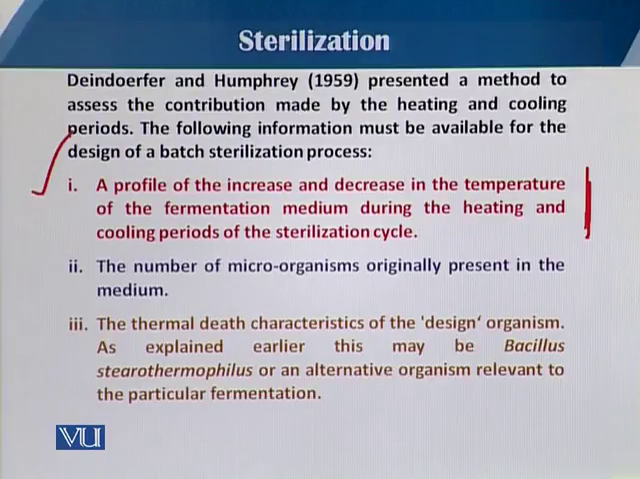The second, the number of microorganisms originally present in the medium: the total number of viable cells present, especially in the medium, that require their death. And the third one is the thermal death characteristics of the design organism. Mostly the design is based on Bacillus stearothermophilus or any alternative organism relevant to the particular fermentation. So these are the 3 pieces of information we should know before designing the batch sterilization.